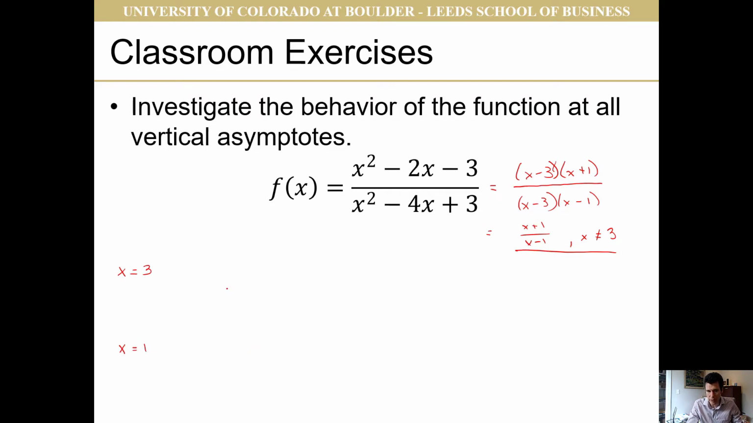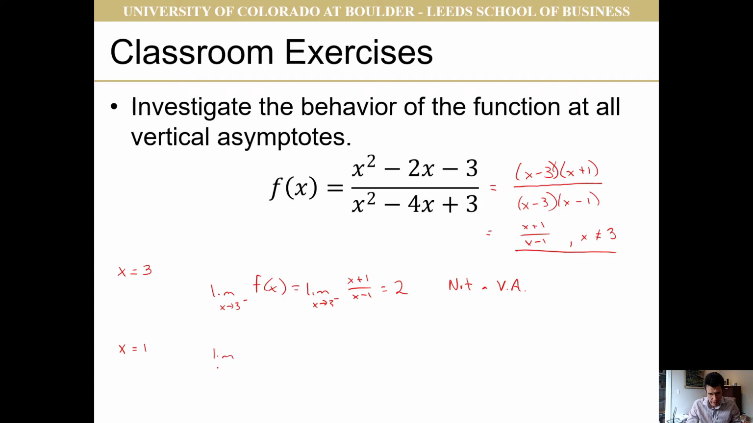X equals 3, we can look at our behavior. The limit as x goes to 3 from the left of f of x is equal to the limit as x goes to 3 from the left of (x plus 1) over (x minus 1), which is 4 divided by 2, or 2. This is not a vertical asymptote, because for a vertical asymptote this limit from the left would be positive or negative infinity. Okay, x equals 1.